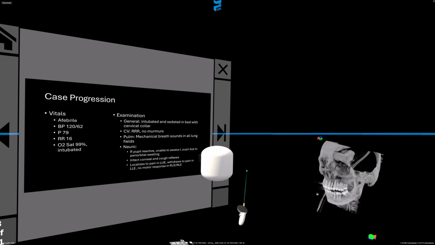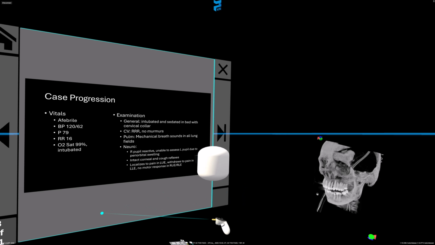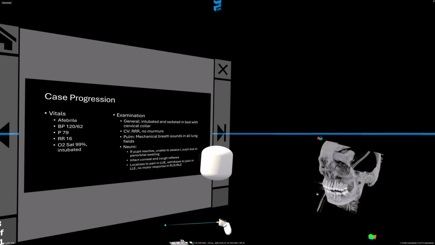Once in the neuro ICU, the patient was afebrile and was hemodynamically stable with a blood pressure of 120/62, a pulse of 79, and intubated with respiration rate of 16 and oxygen saturation of 99%. On examination, the patient was intubated and sedated, found in bed with a cervical collar.